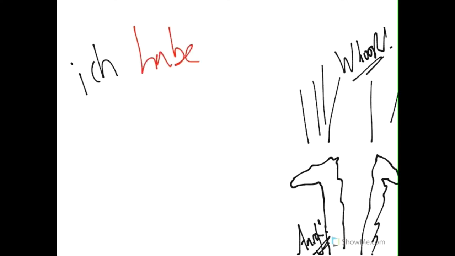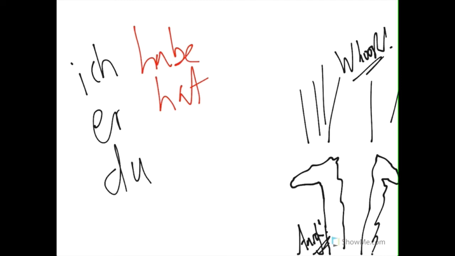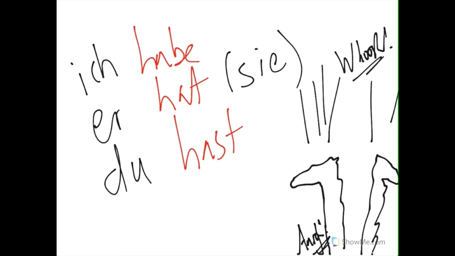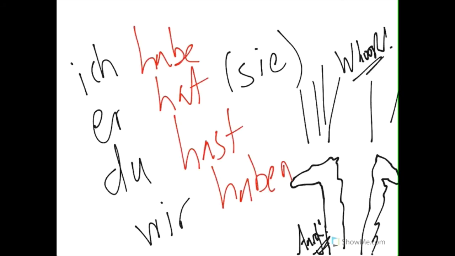Ich habe, I have. Er hat, he has. Du hast, meaning you have. Sie hat is she has. And then we've got wir haben, meaning we have. Sie haben, meaning you have, if it's with a capital S, if you're talking polite form. And sie haben, they have as well.